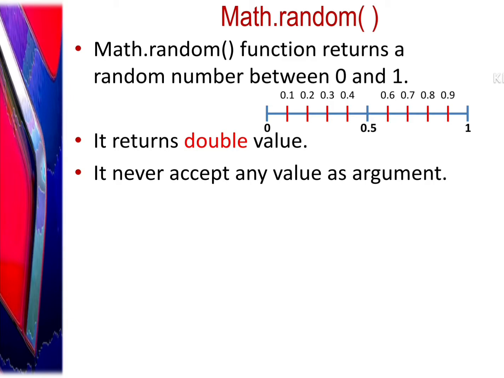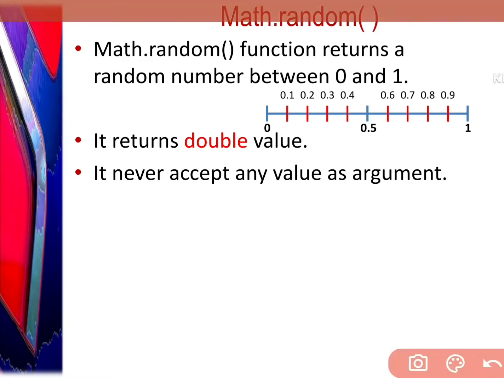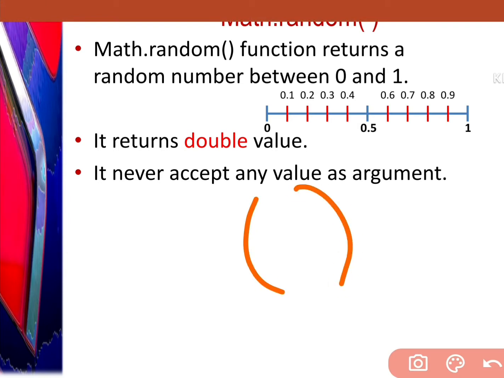It never accepts any value as an argument. You have to remember the brackets are empty. Math dot random function, bracket open close. In that function bracket, you are not supposed to write anything. Means it never accepts any argument. Means I'm talking about this function bracket. If we are having random with us, you are not supposed to write anything inside the function bracket, because it never accepts anything as an argument.